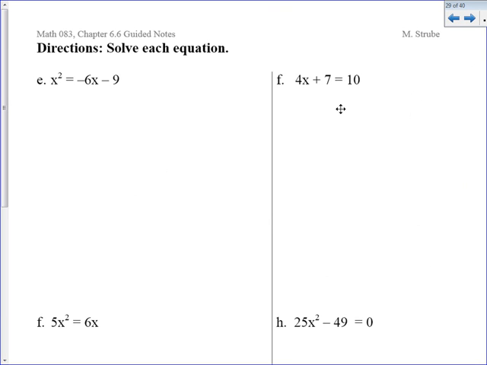All right, E, x squared equals negative 6x minus 9. So I have an equation because I have an equal sign. The other thing I see in this equation is that x squared. When it has x squared as its highest power of x, this is a quadratic equation again. So there's 2 steps to our setup before we can get going. Devin.